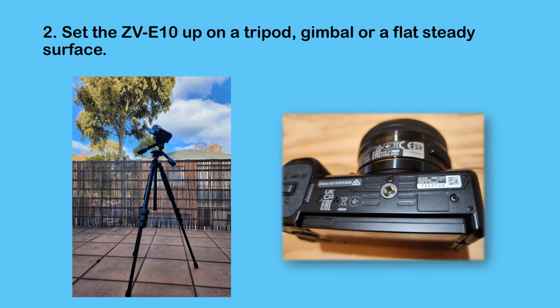For the best results, set your ZV-E10 up on a tripod, gimbal or other style of camera mount to hold it steady for an extended period. The ZV-E10 has a threaded mounting point on its underside as an attachment point. Refer to your tripod or other mounting device's owner's manual for more information. Also ensure that the ZV-E10 is firmly mounted before continuing.